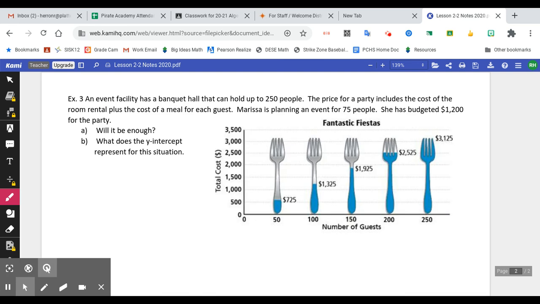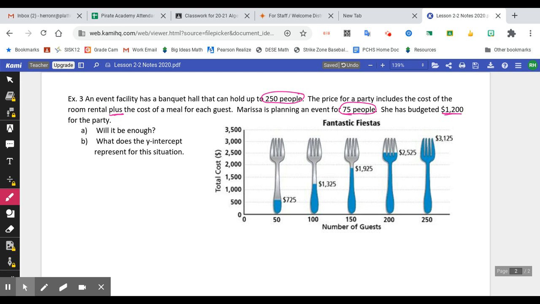Okay, so on the back, word problem, and then we're done, okay? An event facility has a banquet hall that can hold up to 250 people. The price for a party includes the cost of the room rental plus the cost of a meal for each guest. Marissa is planning an event for 75 people. She has budgeted $1,200 for the party. So your first question is, will that be enough money? And then what does the y-intercept represent for this situation?